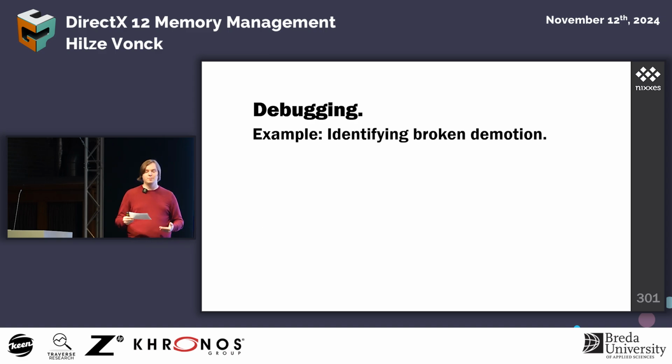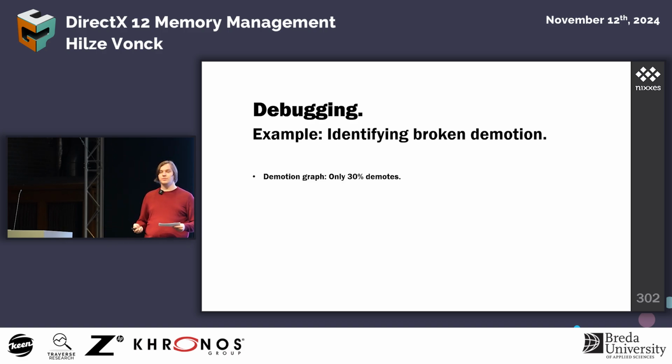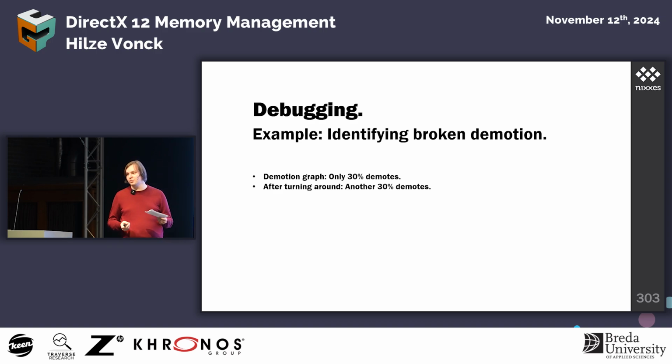The second one happened a little bit more recently and has to do with the demotion graphs not working as intended. I was traversing the world when I noticed that the demotion system was about to kick in. But when it did, only about 30% of what should have been demoted actually got demoted. I turned around and another 30% got demoted. So I loaded into a couple of different levels and noticed the exact same behavior.